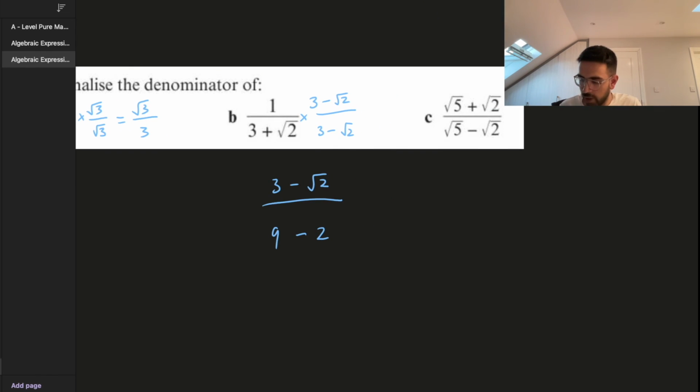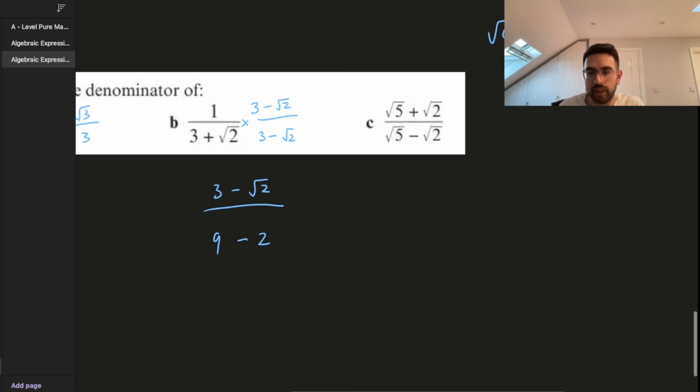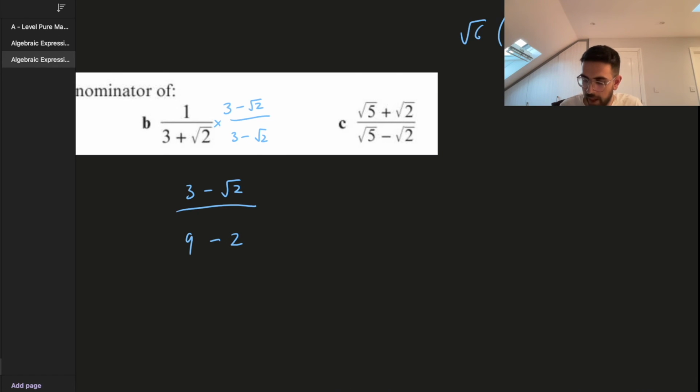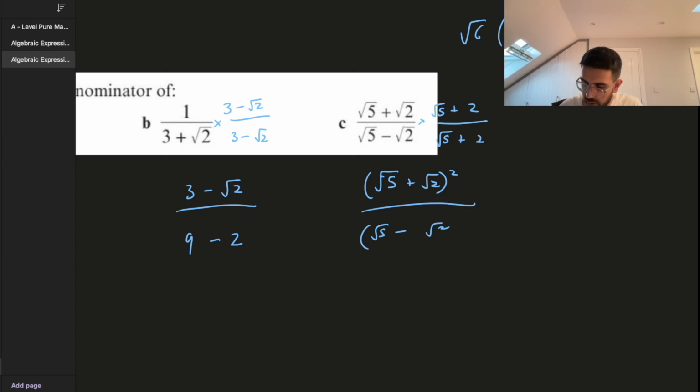Okay, and then the final question for this, no matter what's at the top, you're still going to multiply by the conjugate. So here we're going to multiply by root 5 plus 2 and root 5 plus 2. We're always trying to get rid of the surd on the bottom. That is the aim of these type of questions. So we've got root 5 plus root 2 whole squared, and I am doing root 5 minus root 2 multiplied by root 5 plus root 2.